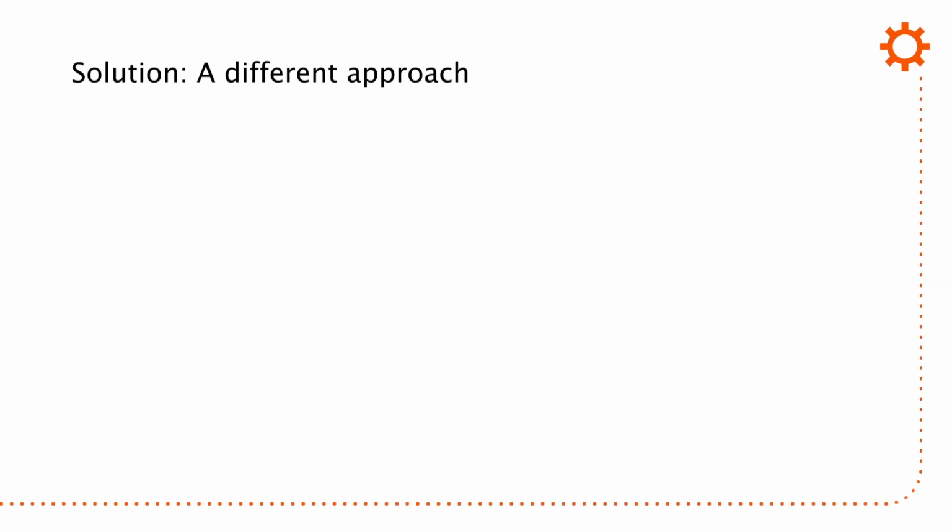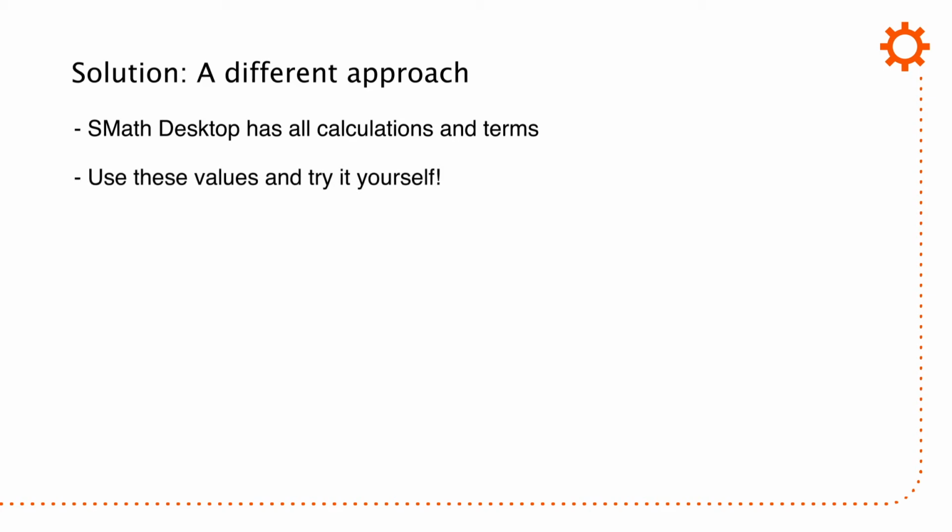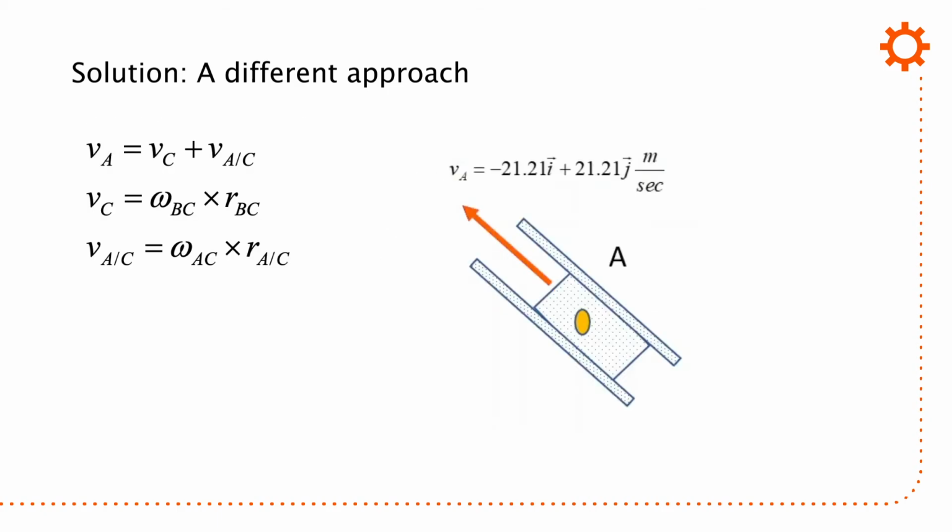What we can do is velocity A and velocity C. Now, bear with me because in this particular problem, to make this work, I'm not going to write out everything. So again, the SMath desktop has all the calculations and all the terms, and I've also put some of the values here if you do want to try this on your own. Now, we're given A in the slot, there you go, and I can say, well, first of all, it's at 45 degrees, so you get 21 and negative 21, because it's moving to the left in the I direction and upwards in the J direction.